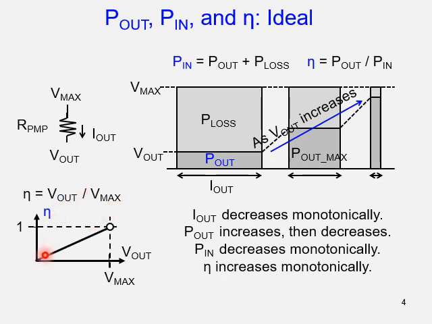And if you draw the graph of eta versus V out, then eta should be 100% when V out is V max. However, at that point, there is no output current because there is no voltage difference between the two nodes of R PMP. So zero output current with eta of 100% is not meaningful.